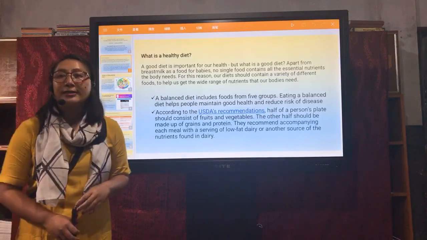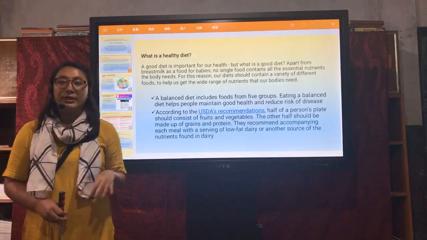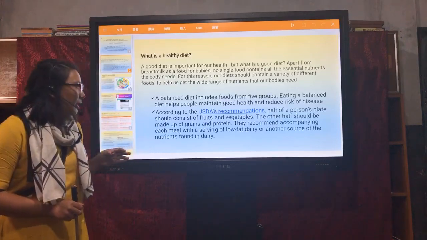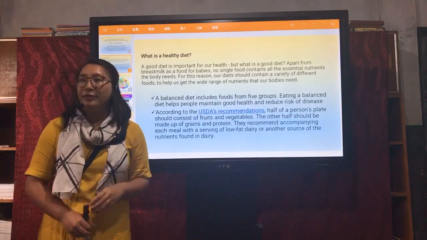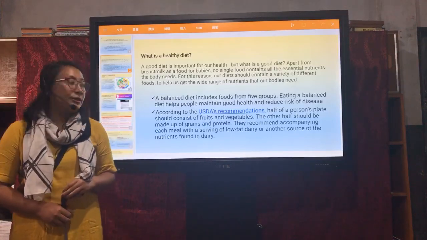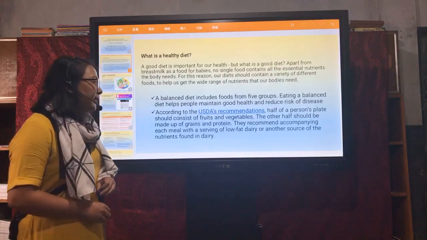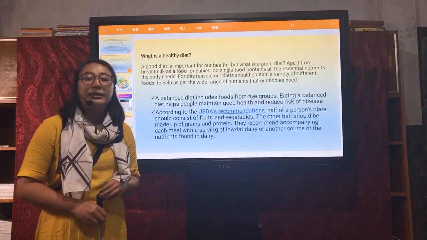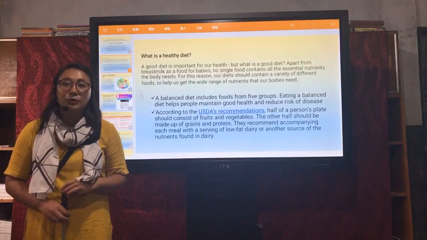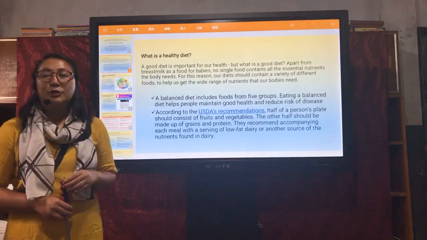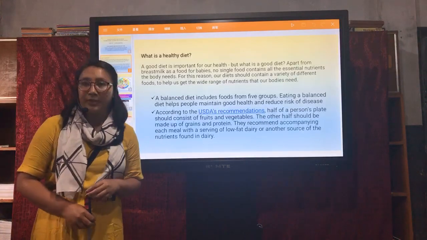According to the United States Department of Agriculture, it is recommended that half of a person's plate should have fruits and vegetables, and the remaining half of the plate should consist of grains and proteins. Not only the USDA, but the Indian Council of Medical Research and the National Institute of Nutrition in Hyderabad have also recommended that in our daily food consumption, there should be at least 1 source of milk.